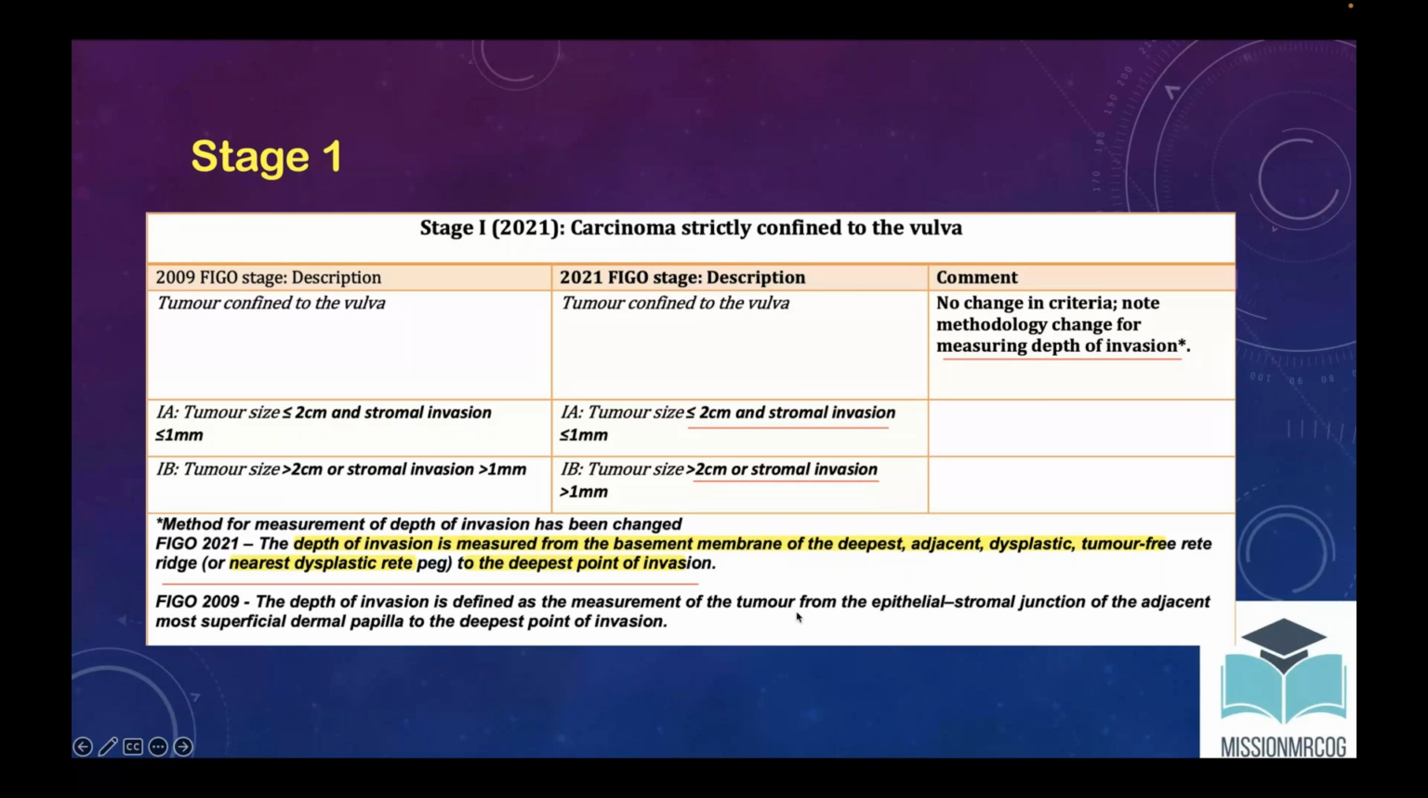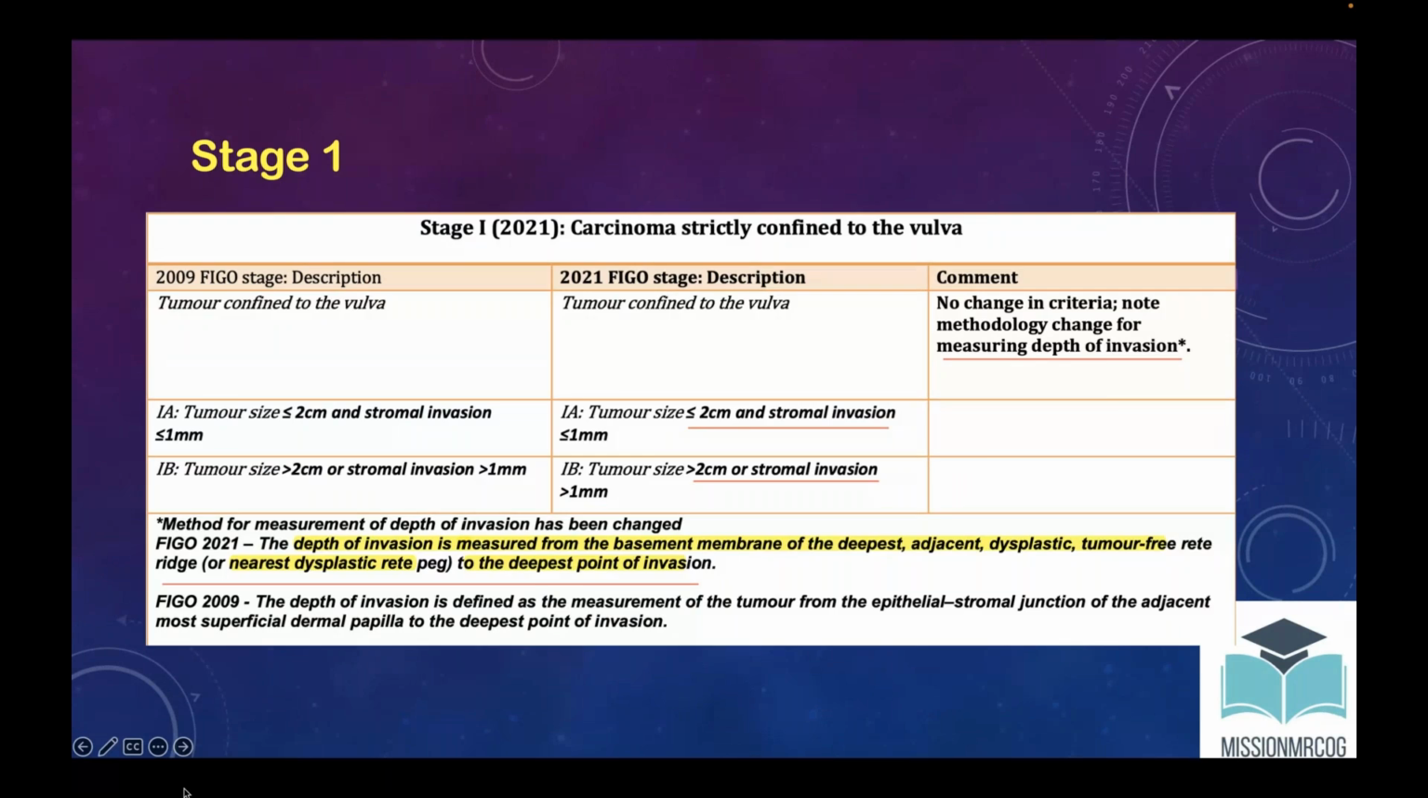So stage one, tumor confined to the vulva. Stage 1A, tumor less than or equal to 2 centimeters, and stromal invasion less than or equal to 1 mm. Stage 1B, size is more than 2 centimeters, and stromal invasion more than 1 mm. So the FIGO stage for stage 1 is the same. There is no change.